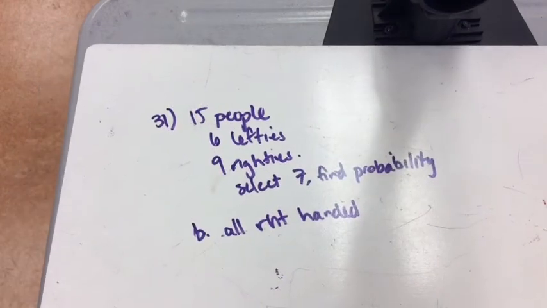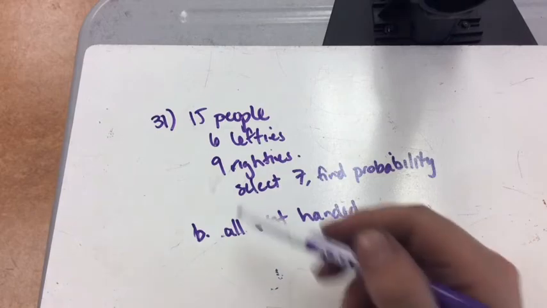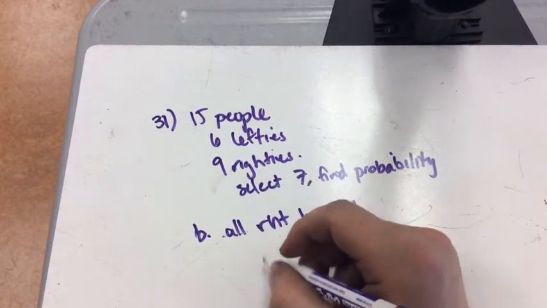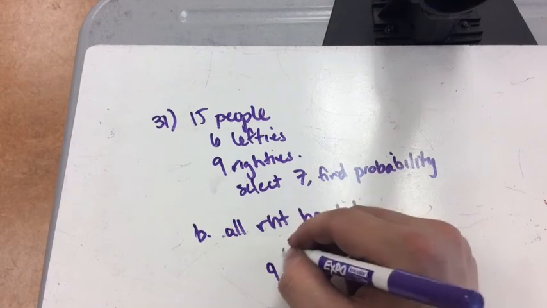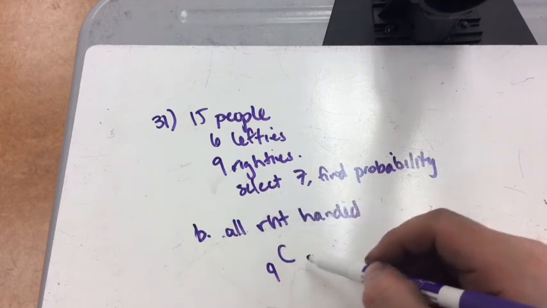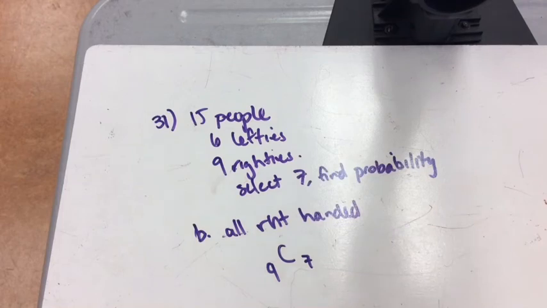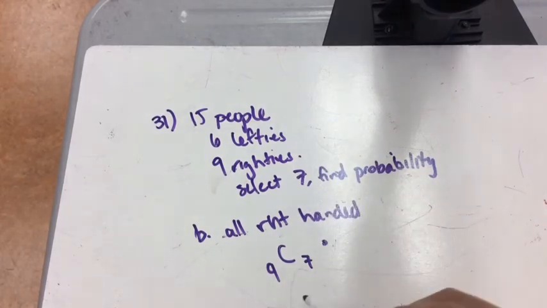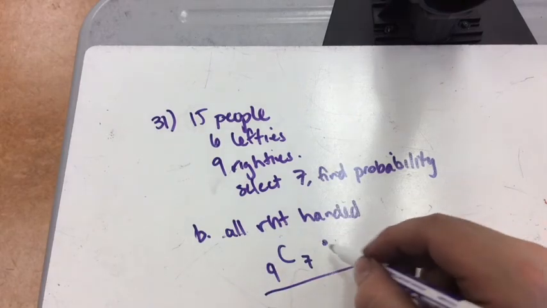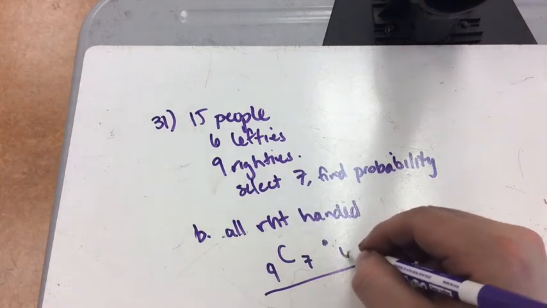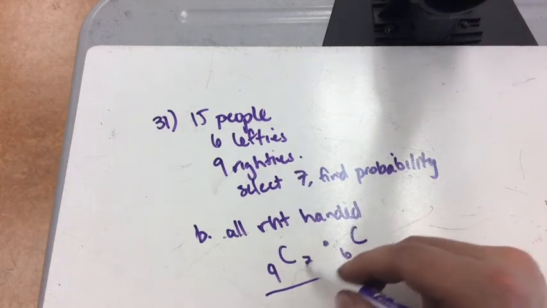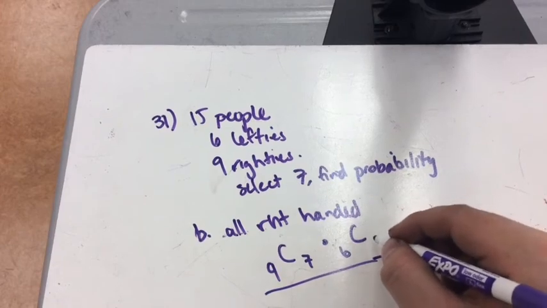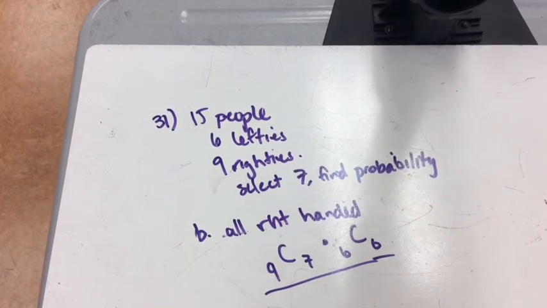Part B asks for the probability that everyone's going to be right-handed. This leaves us, let's see, let's go through it. So there's 9 righties to choose from. How many do we want to choose? Well, we want to select all 7 to be right-handed. But to stick with our rule, we still need to have everything on the left side of the C equal the entire sample space. So over here, how many lefties are there? Well, there's 6. And how many are we choosing if we've already chosen 7 right-handed people? We're just going to choose 0 of them. Okay, 6 choose 0 is going to be 1.